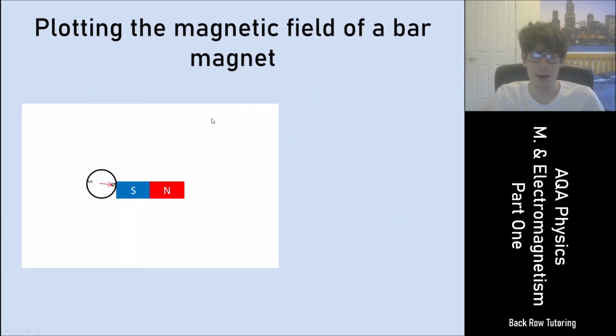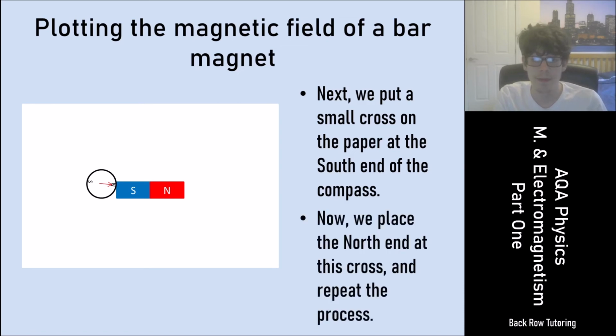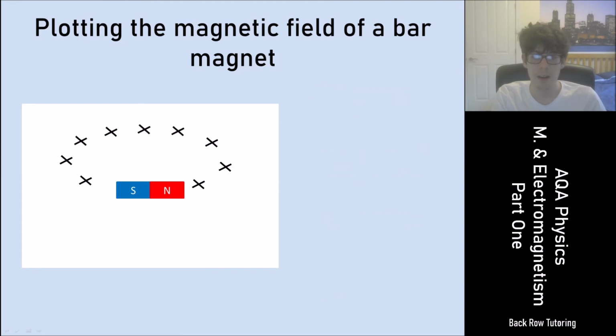If you get some paper, you put your bar magnet on and you place your compass so it's very close to the south pole. Next, we put a small cross on the paper at the south end of the compass. Now we place the north end at this cross and repeat the process. So we'll put the cross there, and then we'll put our north pole at the cross. And then we'll just carry this on until we have crosses all the way around in a circle like this.